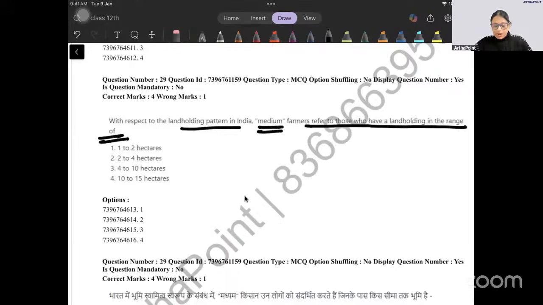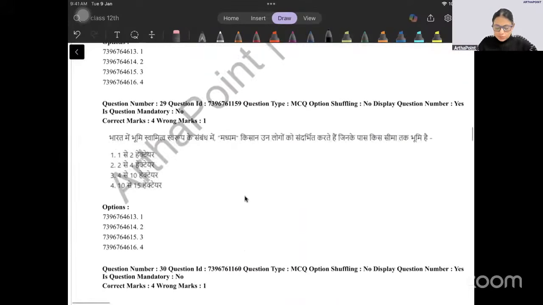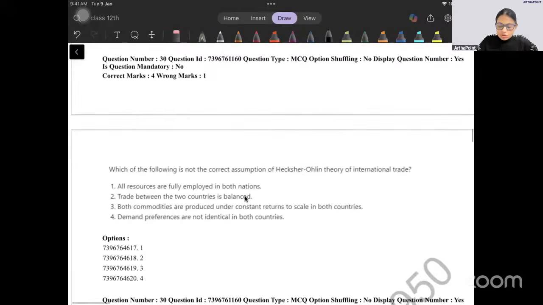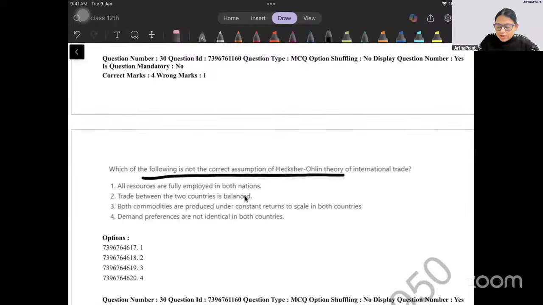Okay, so the correct answer to this question is 4 to 10 hectares, right? So a medium farmer is one who has 4 to 10 hectares of land holding. Okay, next question. Which of the following is not the correct assumption of the Heckscher-Ohlin theory? So go ahead, tell this one.